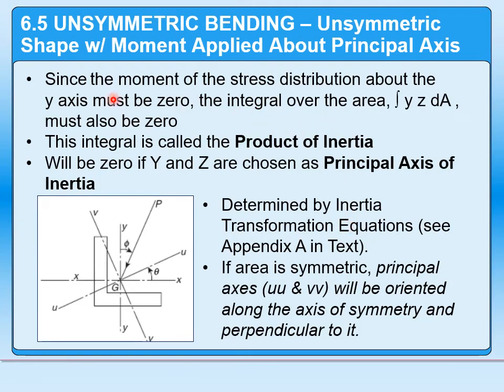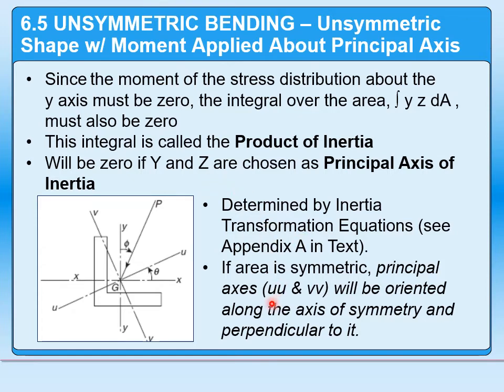Now, to go back and take a look, we know that the moment caused by the stress distribution about y has got to be summed to be equal to 0. If we integrate over that entire surface, we know it's going to be summed to be equal to 0. That integral is known as the product of inertia. And keep in mind, it's only 0 if we choose y and z in the right directions as our principal axes of inertia. To determine this, we actually use what are referred to as inertia transformation equations. You can take a look in your textbook Appendix A, and those are used to determine the y and z axes in this situation.